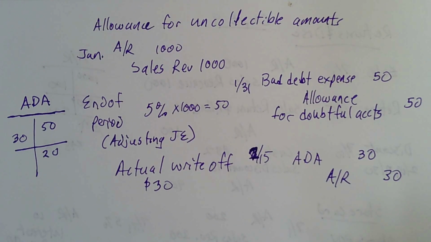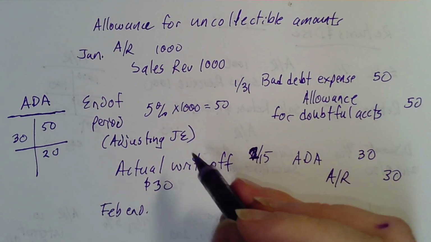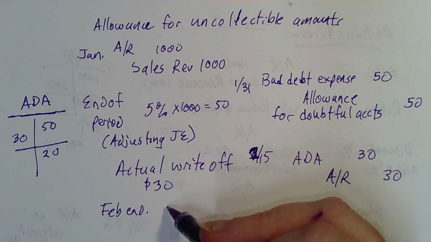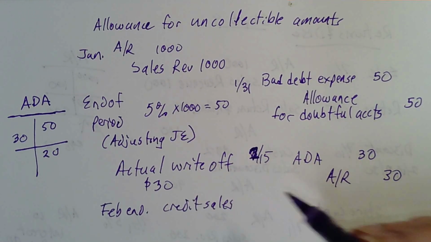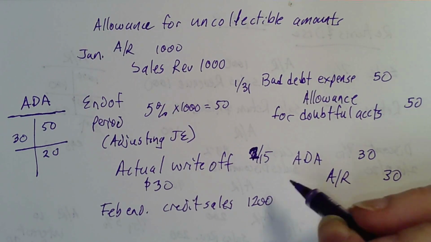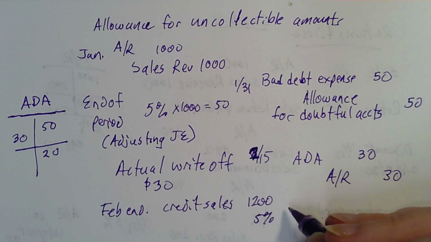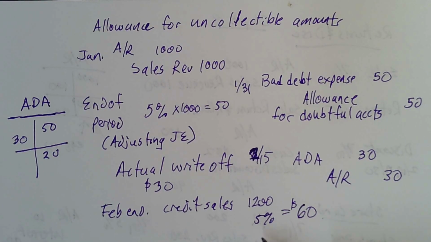But what's going on is we're at the end of February now, February end, and we need to do this adjusting thing again. So let's say in February, credit sales were, let's say they were $1,200 this time, but we're still talking 5%. So 5% of 1,200 is going to be 60. Now here's the important part.